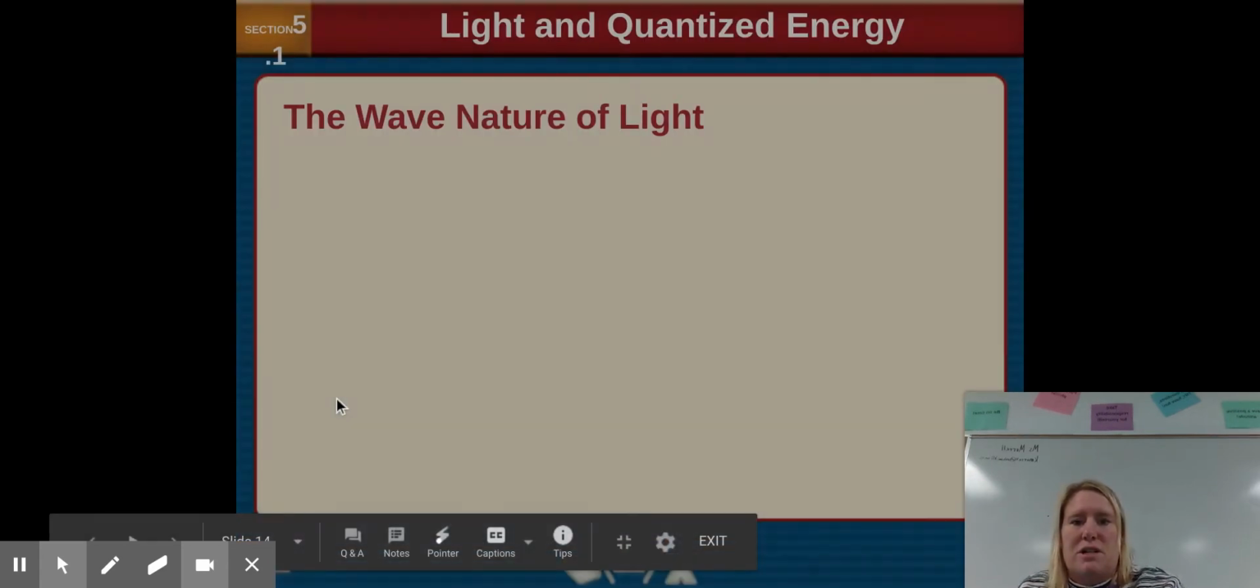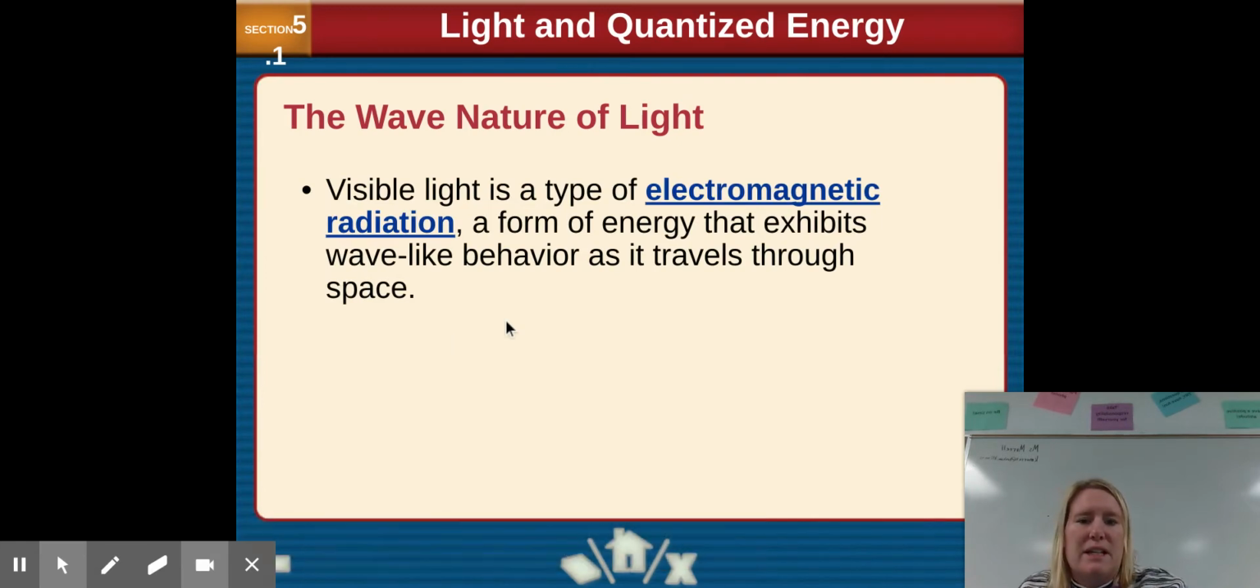All right, so visible light is part of the electromagnetic spectrum. That's where we're talking about ROY G. BIV, the rainbow and all the different colors in it, and a form of energy that exhibits wave-like behavior as it travels through space. It'd be awesome if you were taking notes, so write that down if you are.